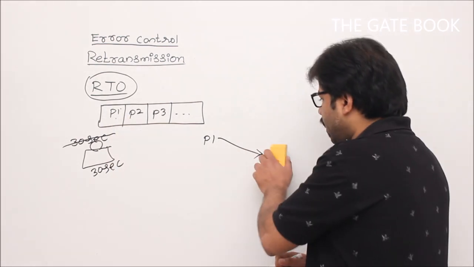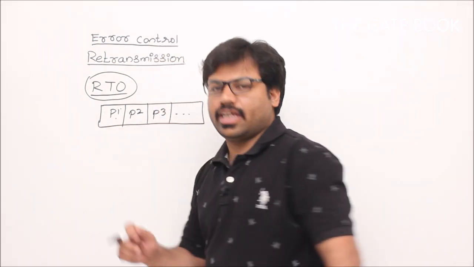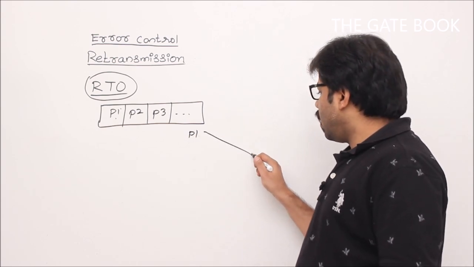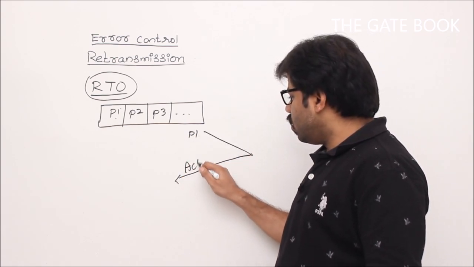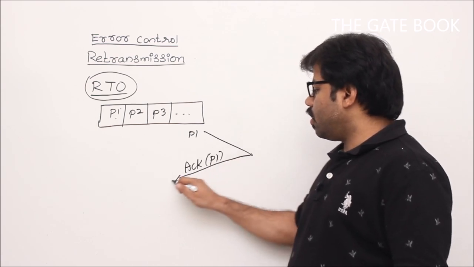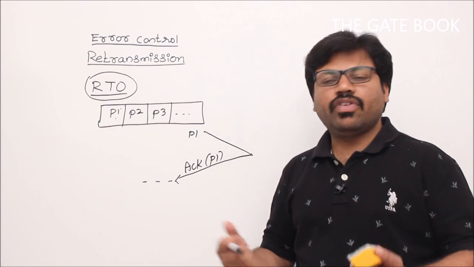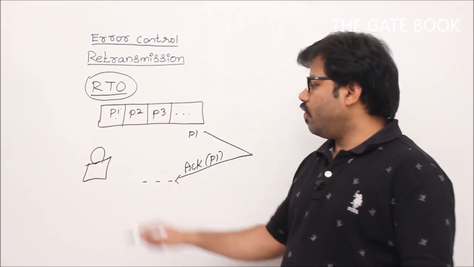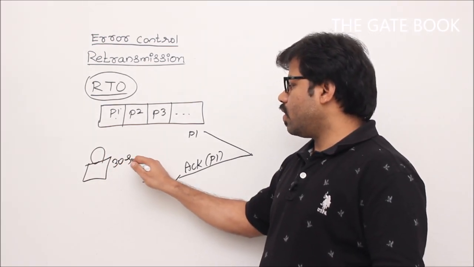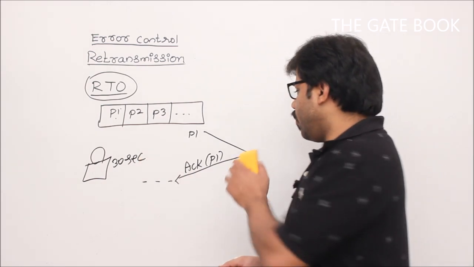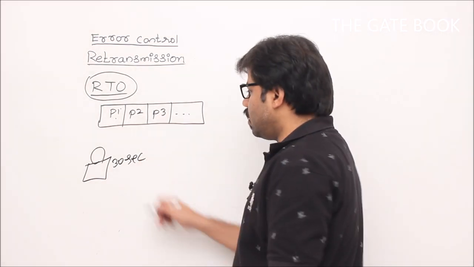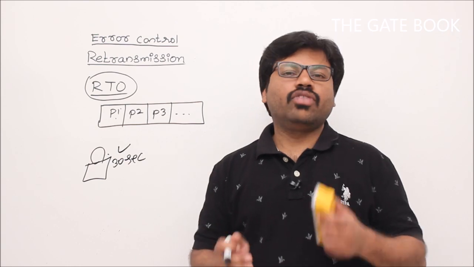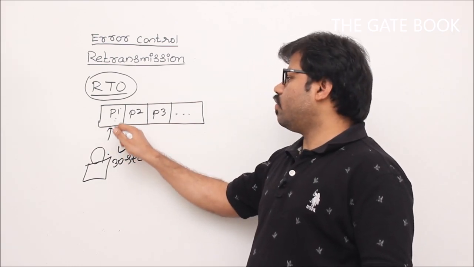That is one thing. Second, what if we get the acknowledgement which we are expecting? For example, let's say you sent P1 properly, and you got the acknowledgement for P1 before this RTO times out. What are we going to do? We are going to restart the timer. That means we initialize it again to 30 seconds. So whenever you get the acknowledgement at the right time, we restart the timer. Second thing, whenever the timer times out, we send the top of the queue, otherwise the front of the queue, and we send that packet.